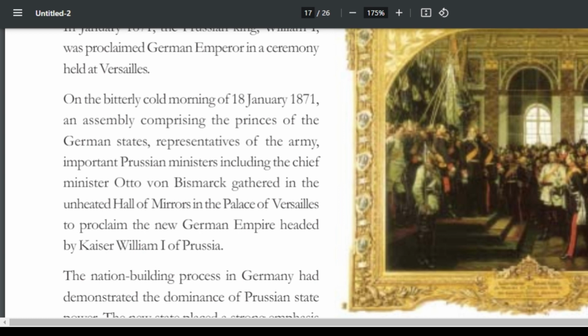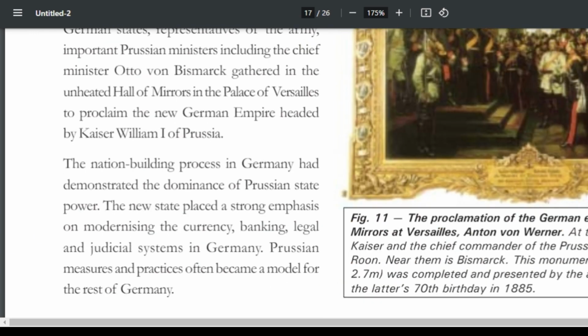On the bitterly cold morning of 18th January 1871, an assembly comprising the princes of the German states, representatives of the army, and important Prussian ministers, including the chief minister Otto von Bismarck, gathered in the unheated Hall of Mirrors in the palace of Versailles to proclaim the new German Empire headed by Kaiser William I of Prussia.